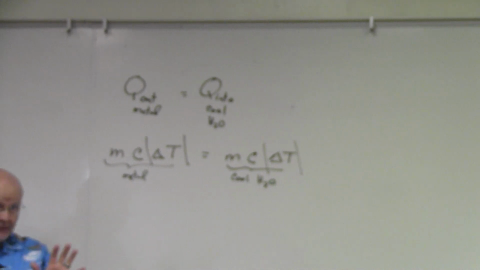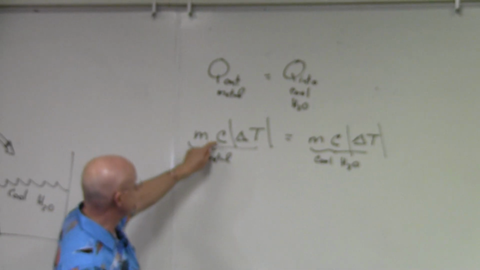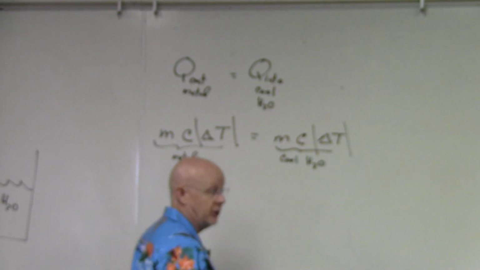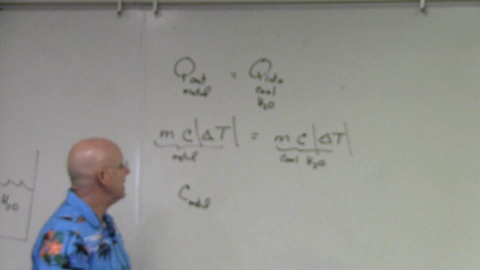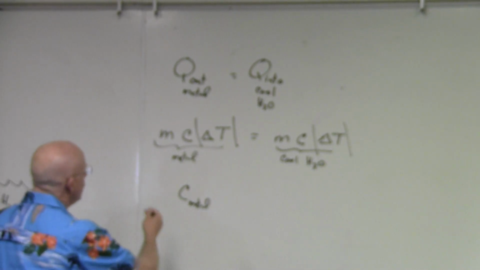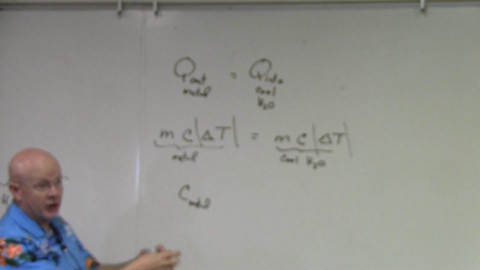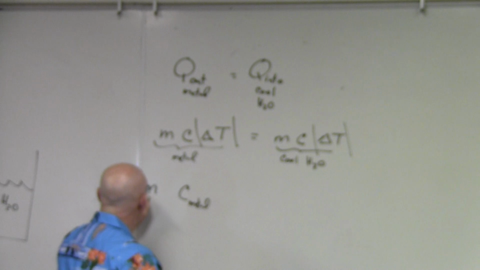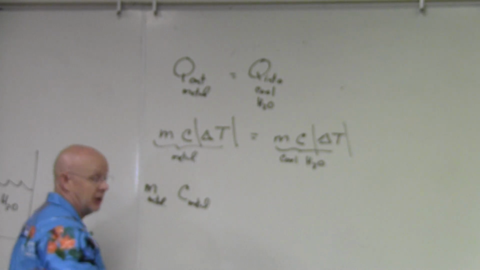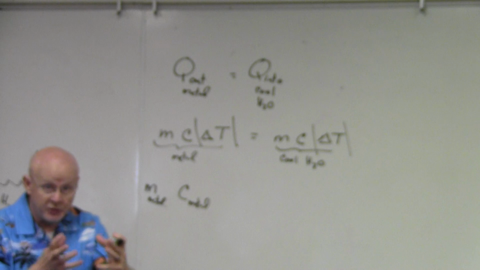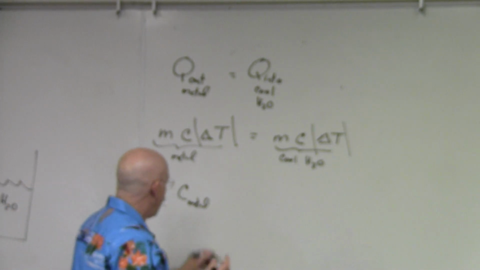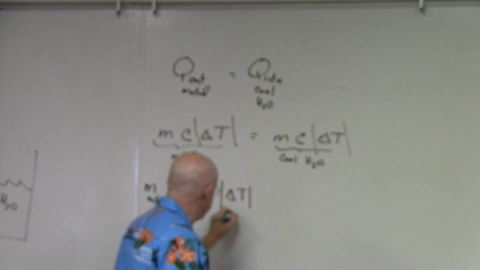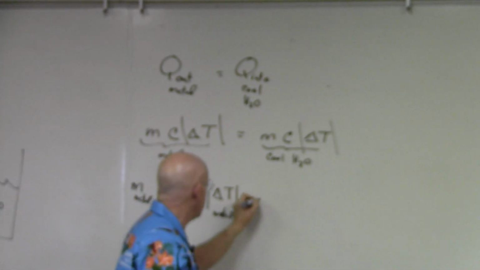Your job, and this is the whole purpose of today's lab, is to find this. What is the specific heat of your metal? That's your goal. In order to do that, you are going to need to measure these other pieces. This piece here, the mass of the metal, will be the first thing that I will measure with you together. Another thing we need to measure is the change in temperature of the metal. More on that in just a second.